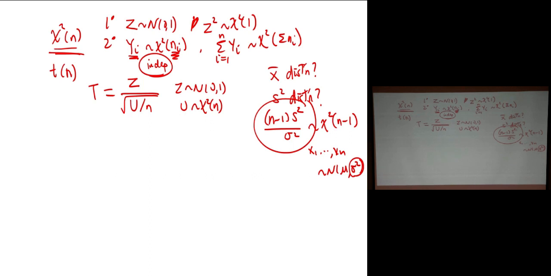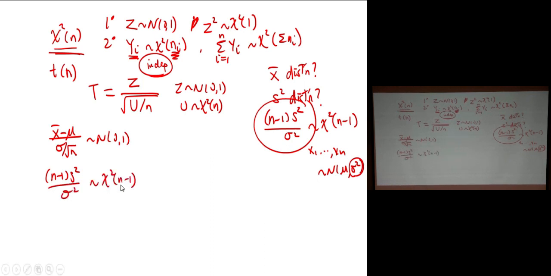Because there's this quantity, (x bar minus mu) over (sigma over root n). This is standard normal. On the other hand, we also have (n minus 1) s squared over sigma squared, which is a chi-square with n minus 1 degrees of freedom. All right? So if I take the ratio, then I don't need to know what sigma is.